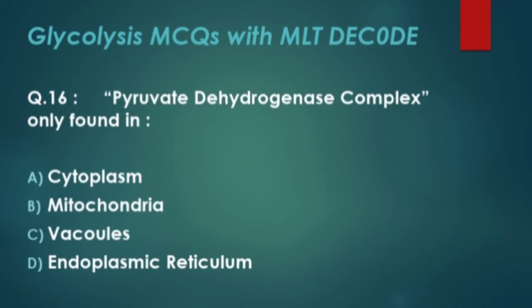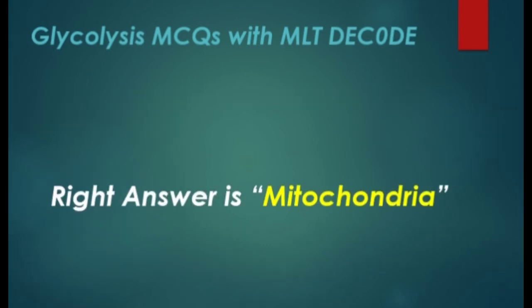Next: Pyruvate Dehydrogenase Complex is only found in cytoplasm, mitochondria, vacuoles, or endoplasmic reticulum? The right answer is mitochondria.